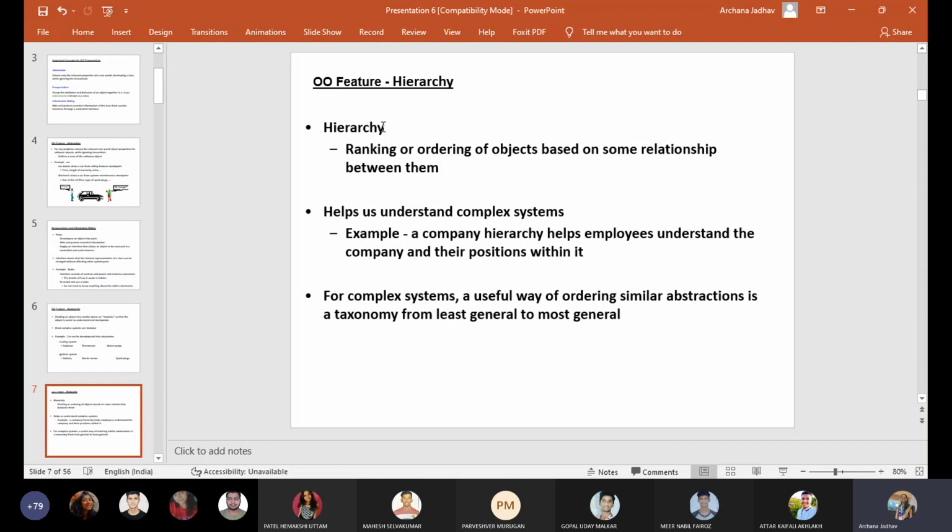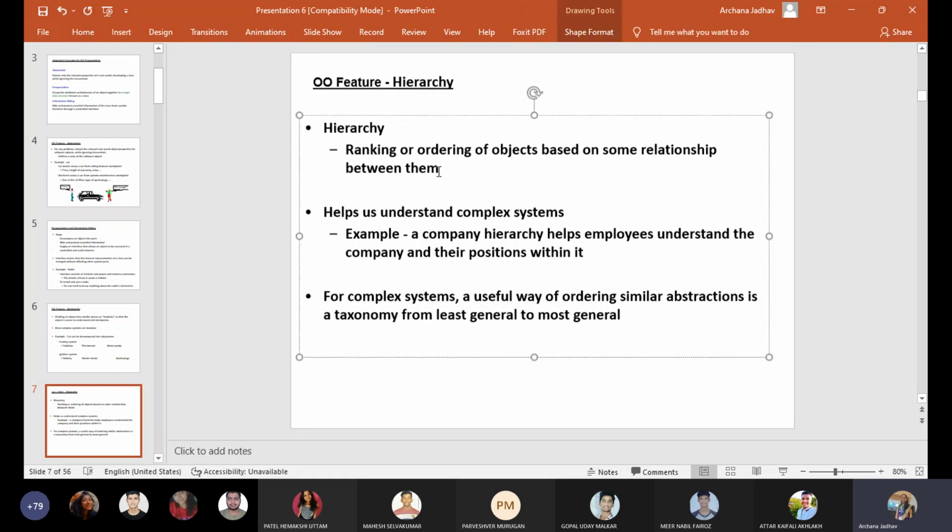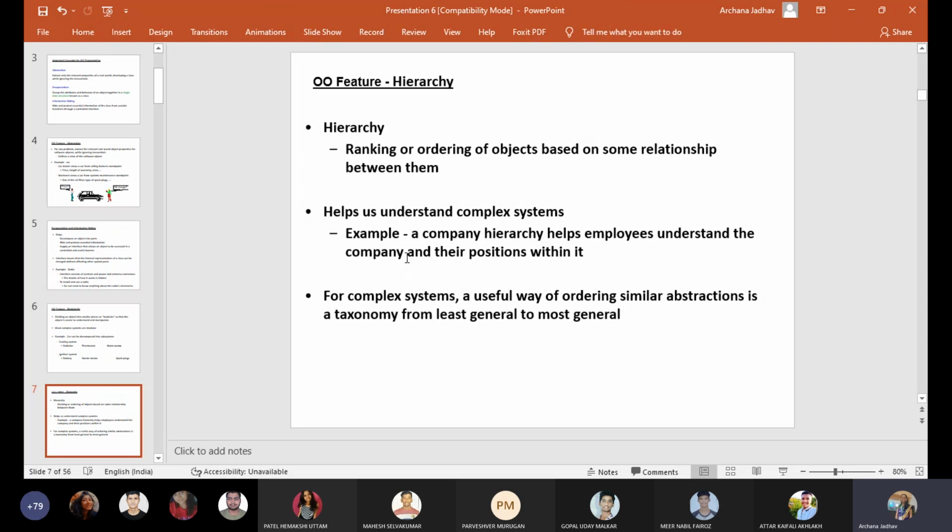Now next you have hierarchy. Instead of hierarchy, you can term this as inheritance. What do you mean by inheritance or hierarchy? Hierarchy is nothing but ranking or ordering of objects based on some relationship between them. You have to create some relationship between the different objects. When you are talking about any particular object, how is that object related to any other objects in the same class?